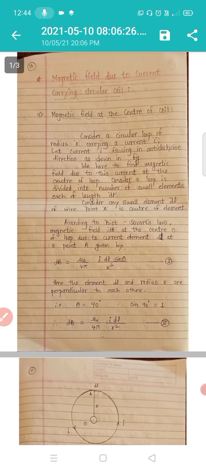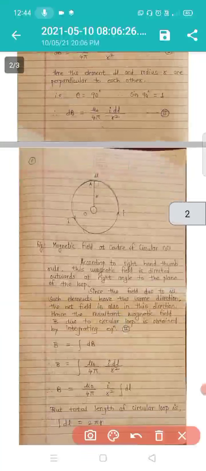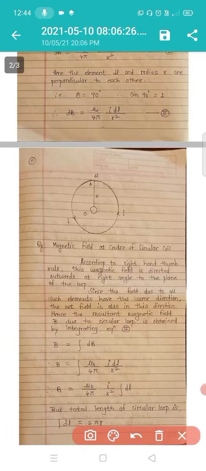In the first application there was a straight current carrying conductor. In this application there is a circular current carrying coil. In that, first we have to study the magnetic field at the center of the coil. Consider a circular loop of radius r, as in the diagram.